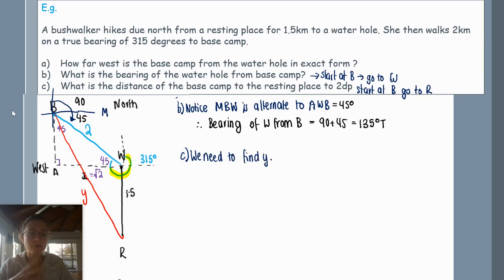Now I want you to have a think. Do you use the sine rule? Do you use the cosine rule? Can you use right angle triangles? What are you going to use to help you find this distance? Why?